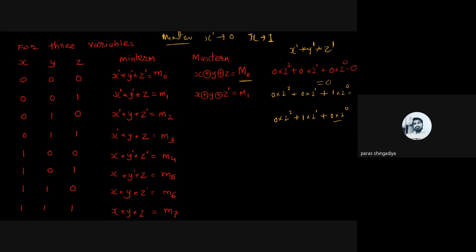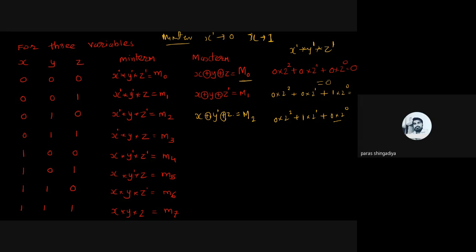And what is the formation of this one? That will be x ring sum y dash ring sum z, and that will be M2. You can just verify it. It is also the same. Then after that, 0, 1, 1.